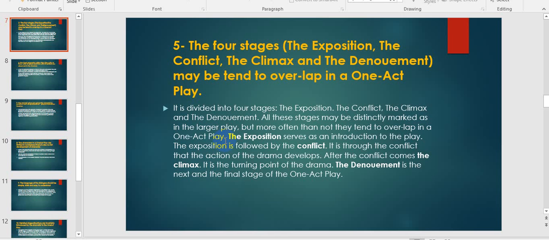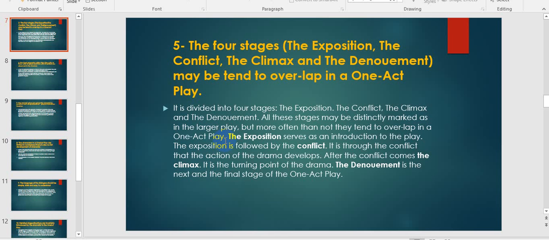After the conflict comes the third stage, which is the climax. It is the turning point of a drama. One of the 2 contending forces, or fighting forces, now gains supremacy over the other. It is now clear which of the 2 would win in the end of the story or end of the play.